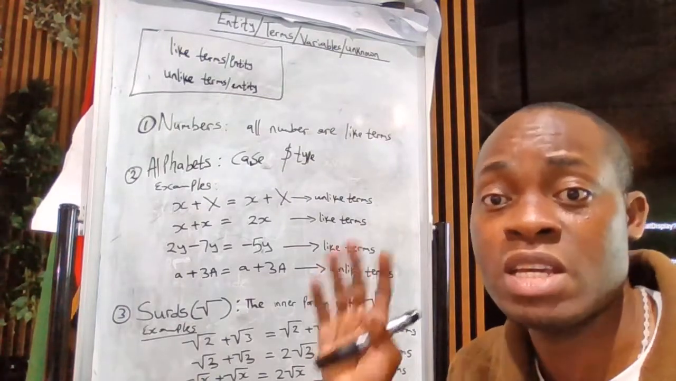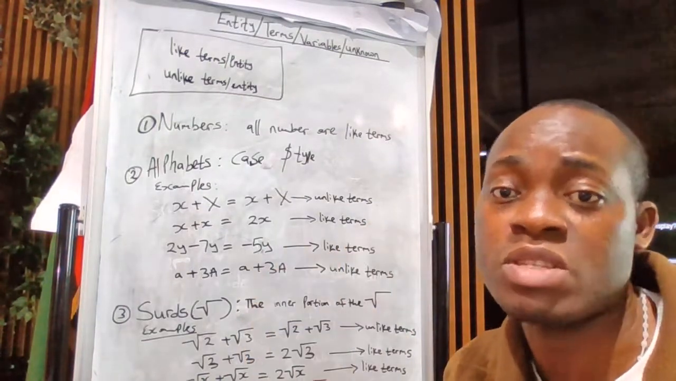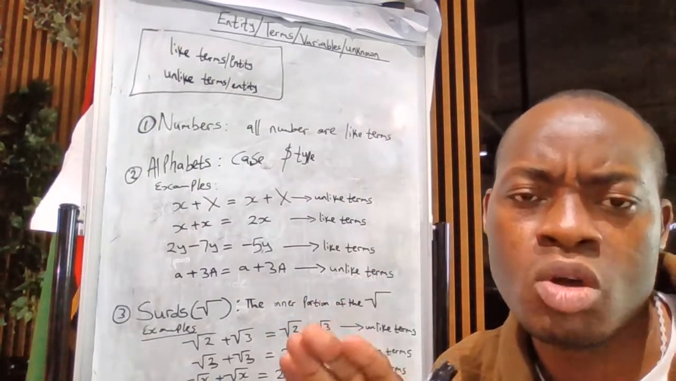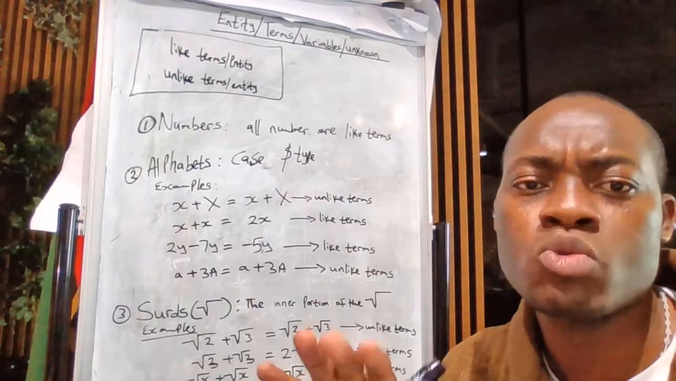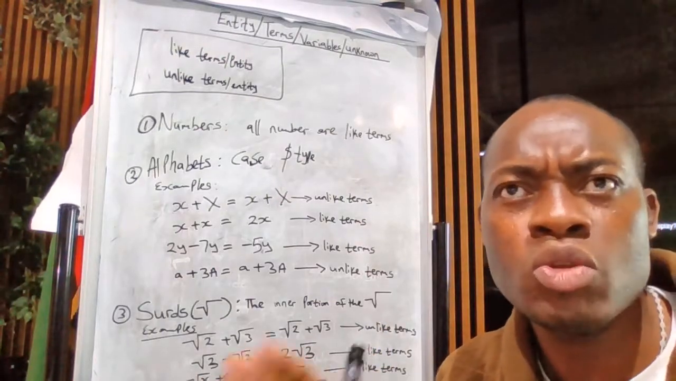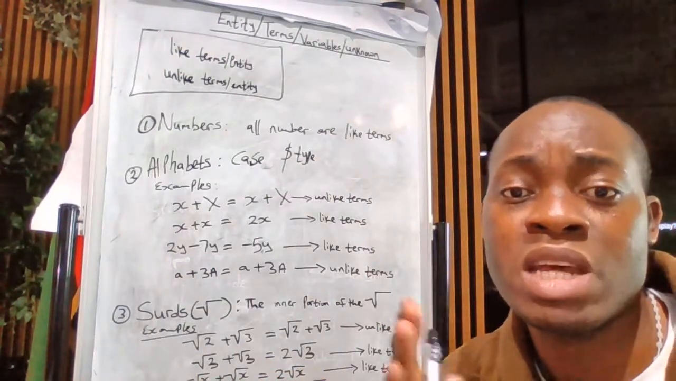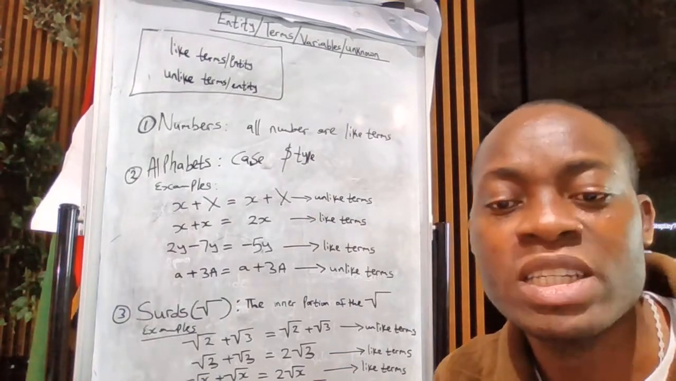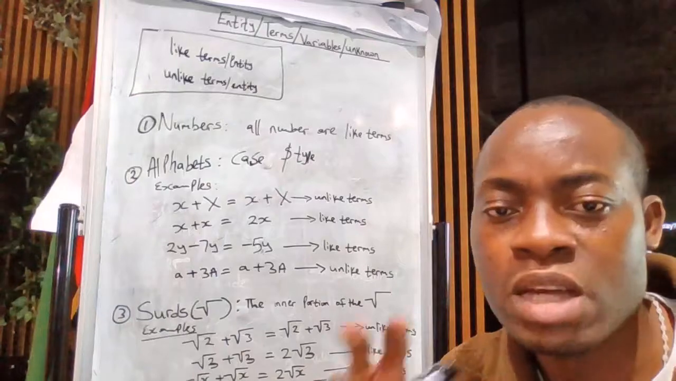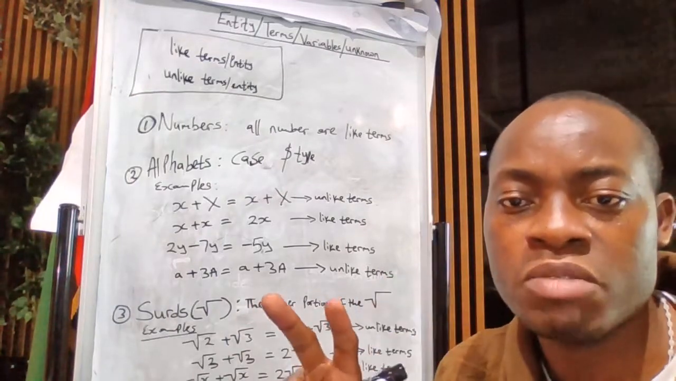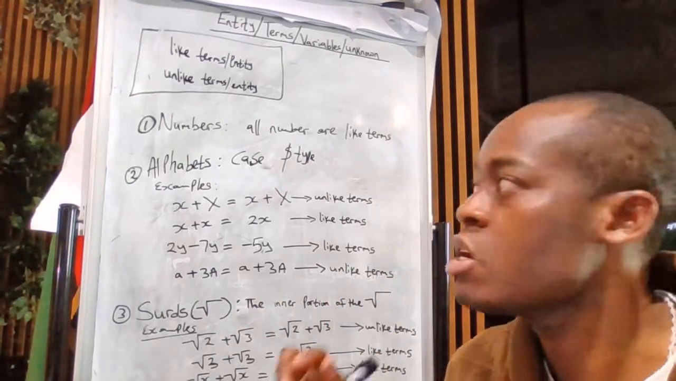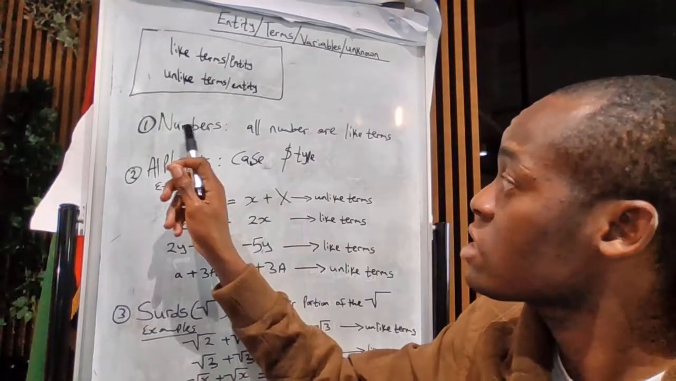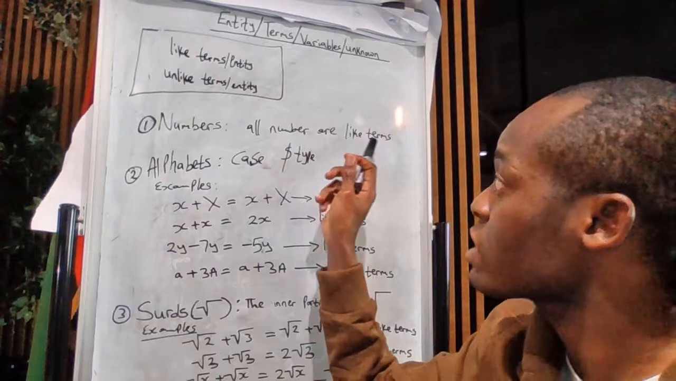Today, we'll be looking at the like terms and the unlike terms. Under the like terms and unlike terms, we are going to be looking at some aspects. The first one is numbers. How do we know numbers that are like terms? Let me tell you, all numbers are like terms. All numbers can be added and subtracted without any stress. So far, you can do your counting and take away. So that is numbers. All numbers are like terms.